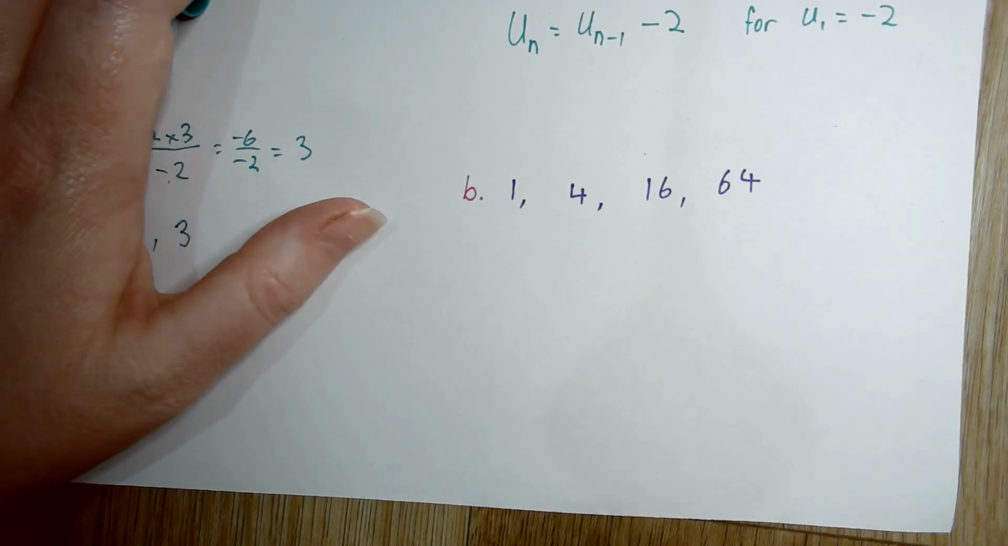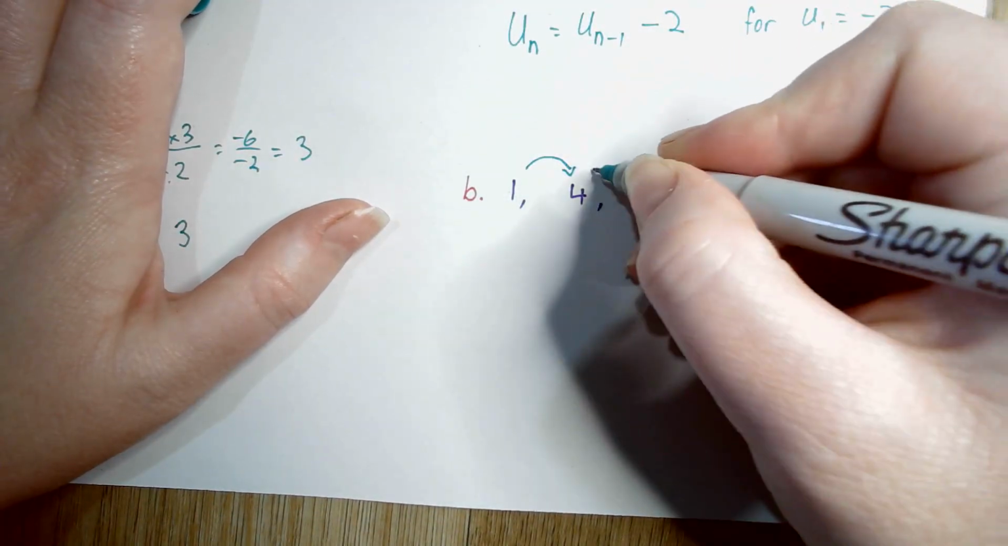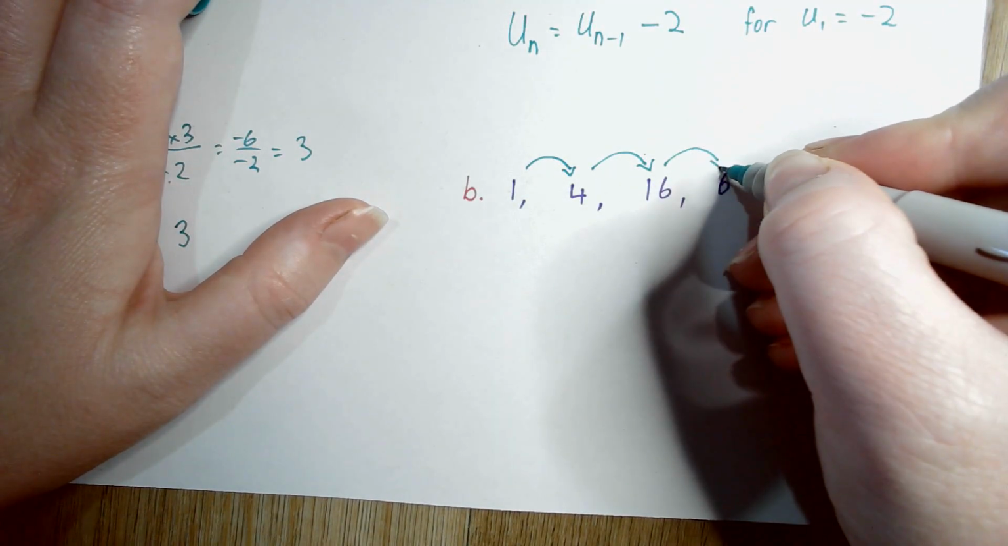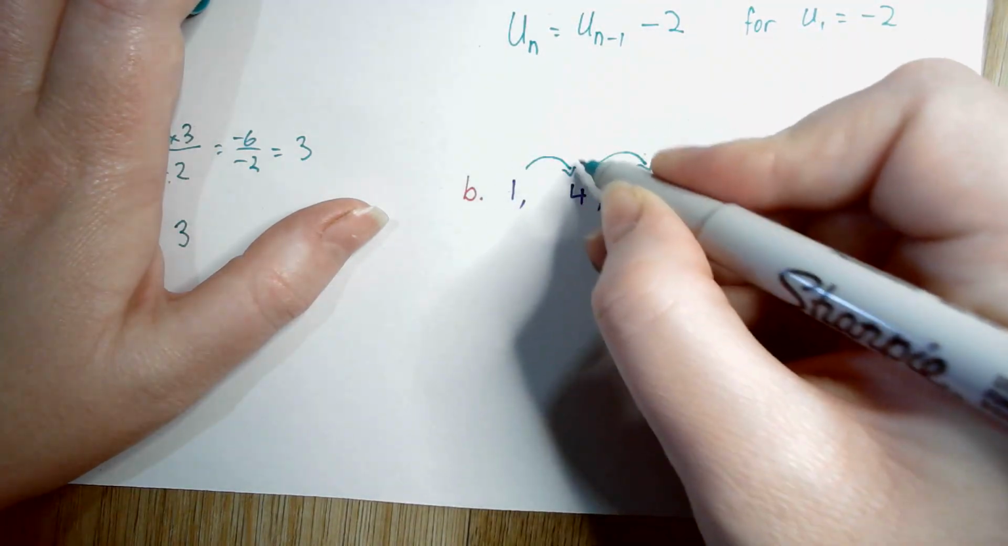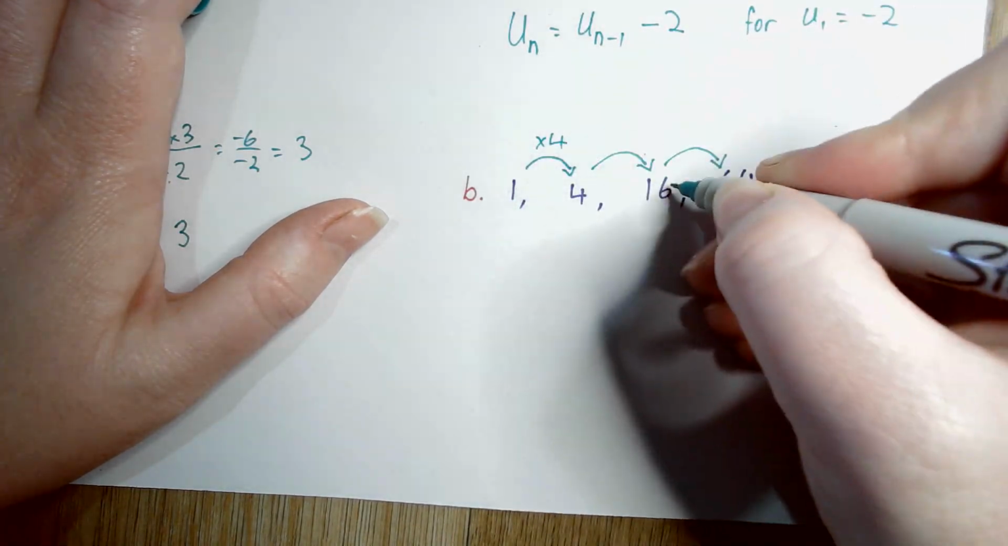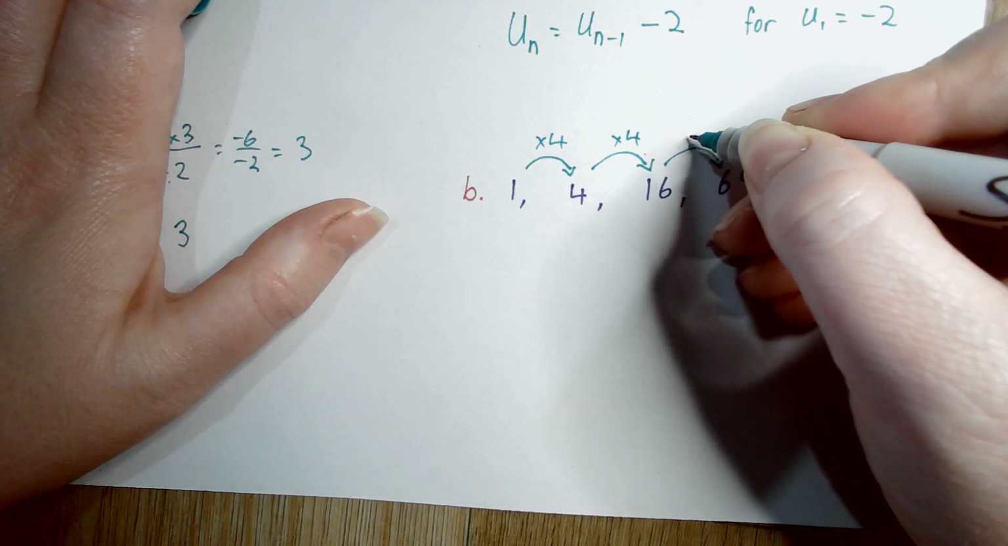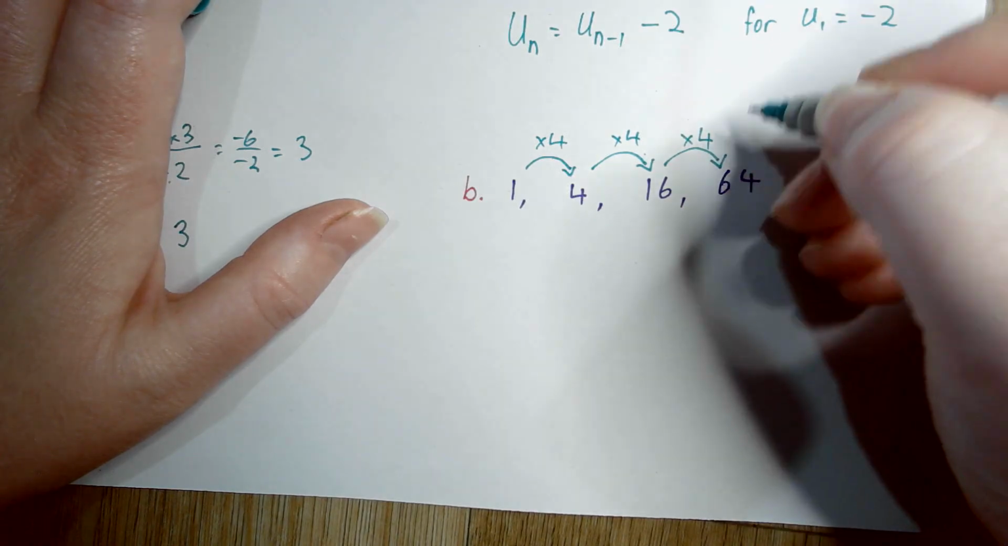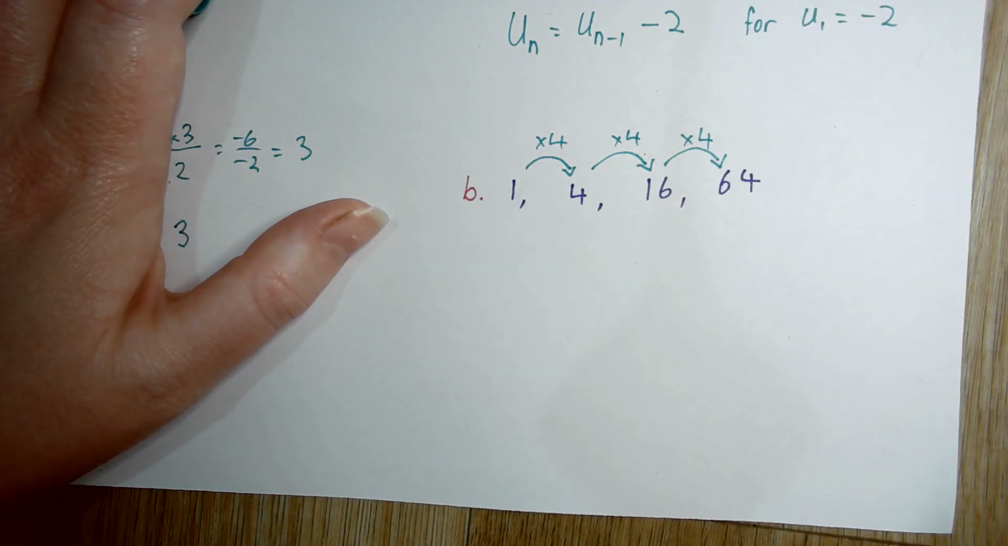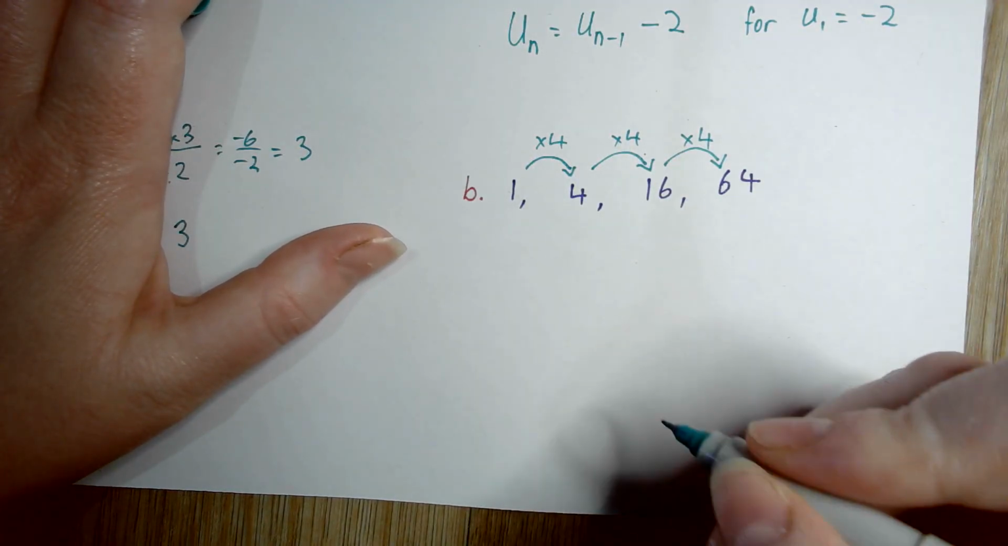Let's look at part B. Again, you might recognize this as a geometric sequence. So 1 times 4 is 4 times another 4 is 16. So again, this is a geometric sequence. It's not necessarily a recursive sequence, but it has asked us to write it in terms of a recursive sequence. So that's all we need to do.